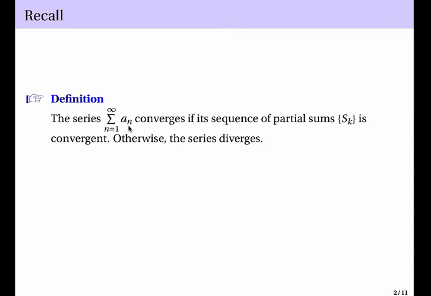So let me recall what s sub k is. Your s sub k is the sum of the first k terms of the series. So a sub 1 plus a sub 2 plus, you continue, until you have a sub k. So partial sums. Okay?